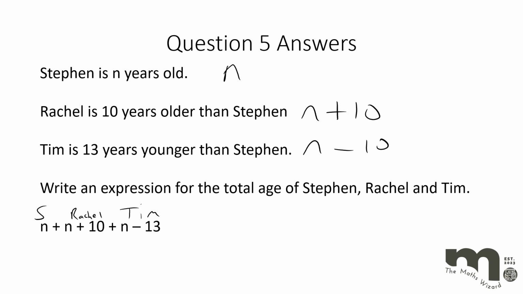Now we've got to simplify that expression. So if we look at our n's first, we've got 1n, 2n, 3n. Then we've got 10, take away 13. And that simplifies down to 3n, take away 3.